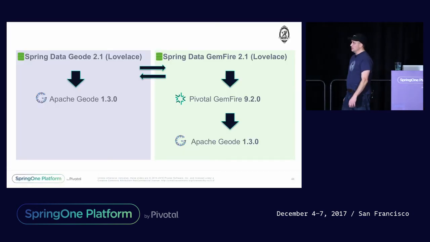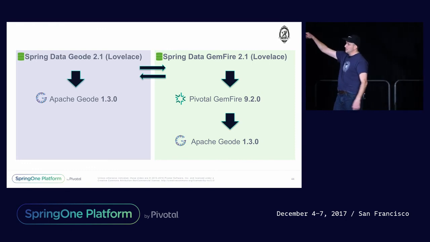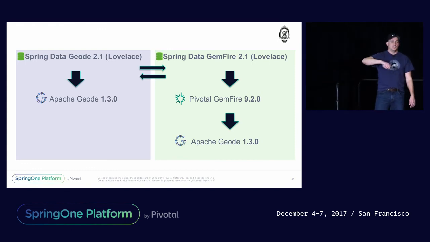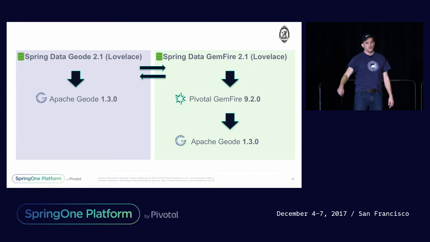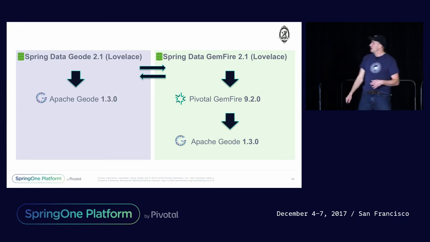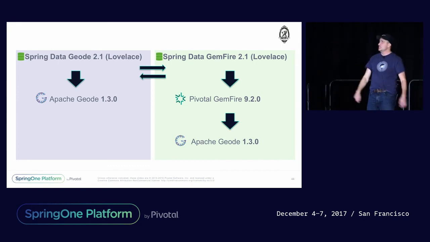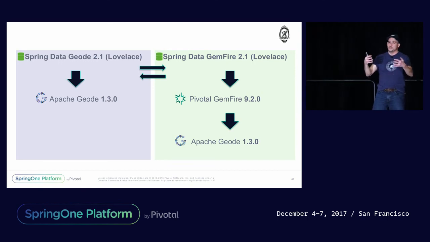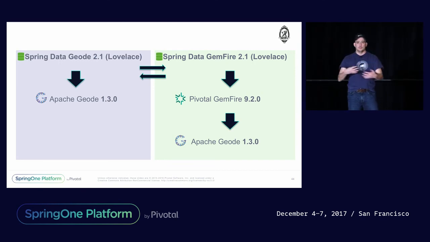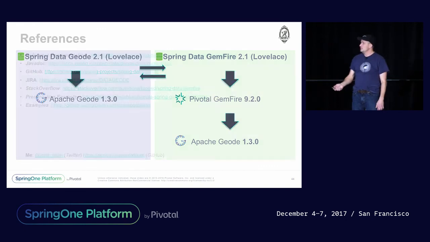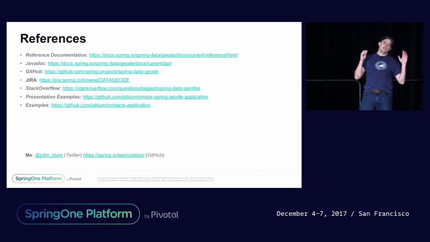So in Lovelace, I'm going to basically rebase Spring Data Geode 2.1 on Apache Geode 1.3. In fact, I think Apache Geode 1.4 is just around the corner, so I'll probably rebase again. Same thing on the Spring Data Gemfire side. And again, those will remain interchangeable, so you can bounce between the open source and the commercial version and vice versa. I'm planning on making sure that that's always the case.